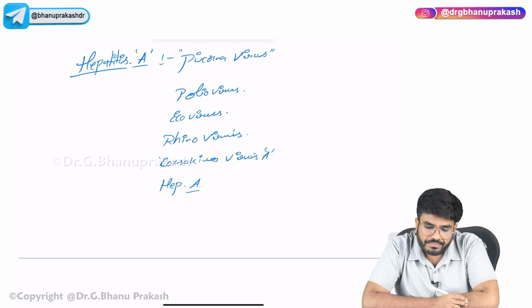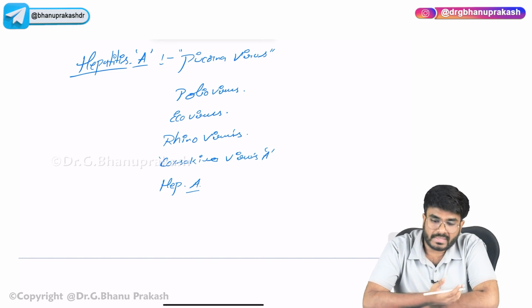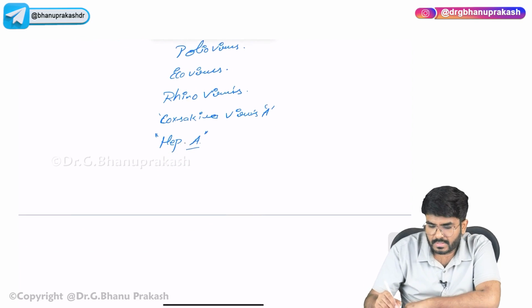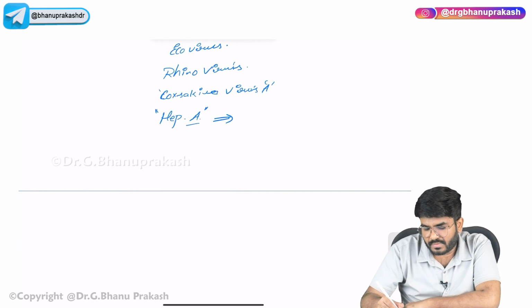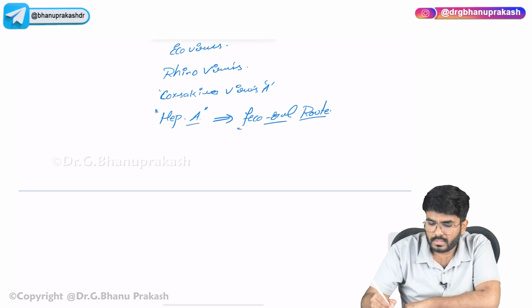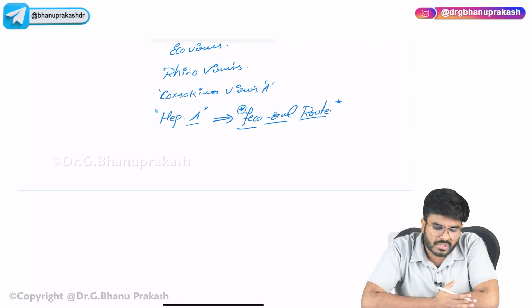So how can one get this hepatitis A virus? How can it enter into our body? Hepatitis A virus comes into your body via the fecal-oral route, which means via contaminated water. Most of the time it comes into your body via contaminated water.